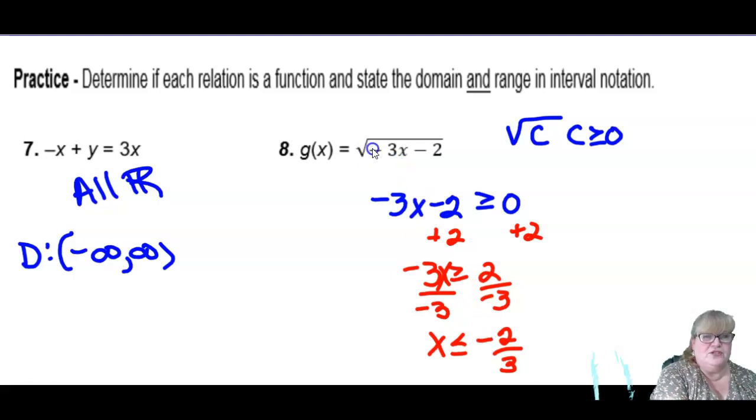Let's think about that for just a second. If you put that in there, -3 times -2/3, it would be 6/3 or 2, minus 2 is 0. Okay, so it does check. If you put it in there, you get 0. If you put in anything less than that, you will get positive numbers. You just got to trust me on that one. So in interval notation, it says less than up to -2/3 and including, so we get a square bracket.